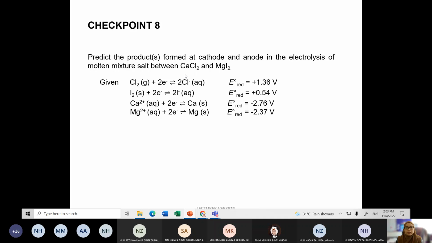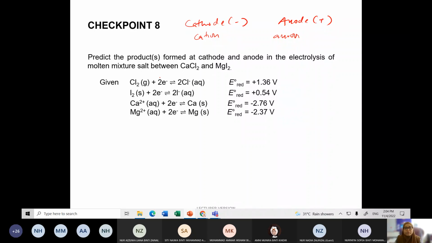Okay, so you have to separate this into cations and anions. And then you have to assign them. The cations, the positively charged ions, will be moving towards the negatively charged electrode, which is the cathode. As for the anode, it is positively charged, so the cations will be moving towards the cathode and the anions will be moving towards the anode.